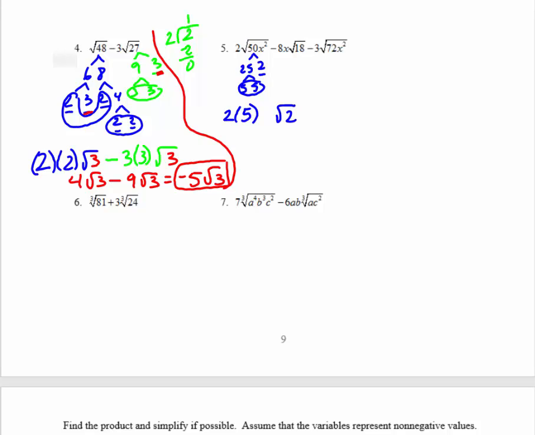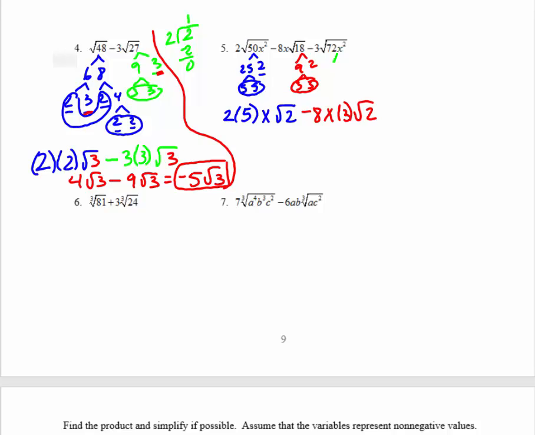Now, power divided by index, that means we have 2 divided by 2, which can go one time with a remainder of 0. So an x comes out, and no x's are left underneath. In the second one, 18 is 9 times 2, and 9 is 3 times 3. So we have a negative 8x on the outside, a 3 comes out, and a 2 is left underneath.